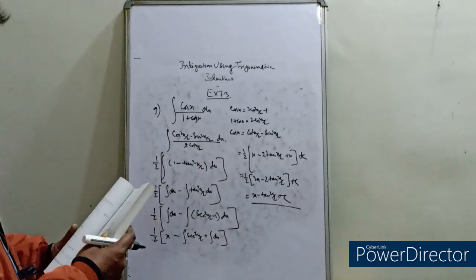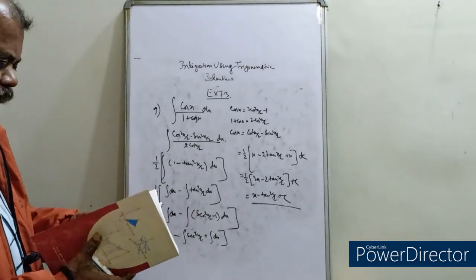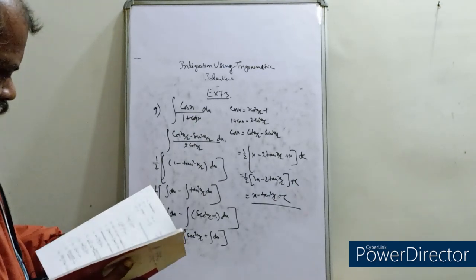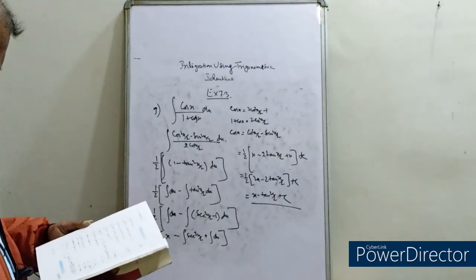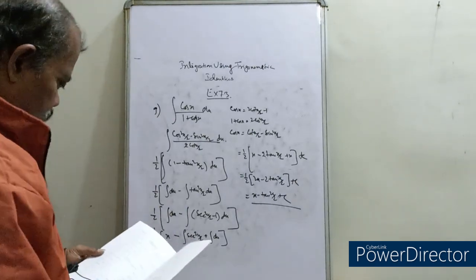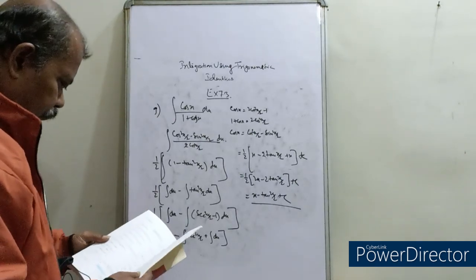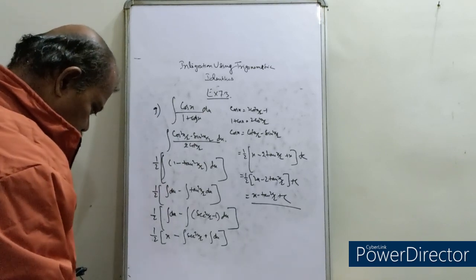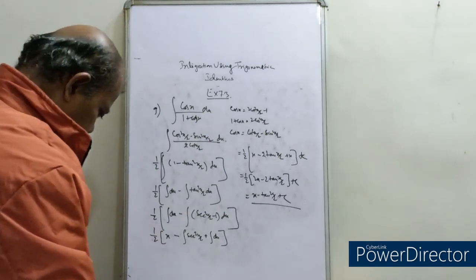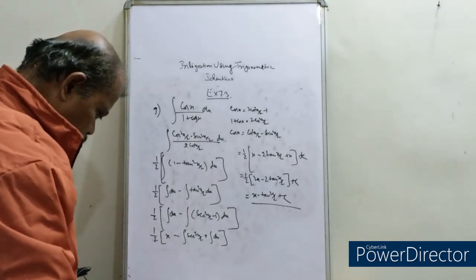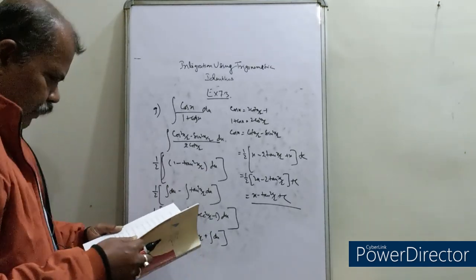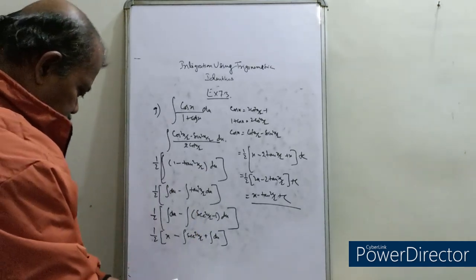Let me check the answer. 7.3. Question number 9 is x minus tan x by 2 plus c. This is your answer. Question number 9. Now the answer is correct. Now I'm going to question number 10.